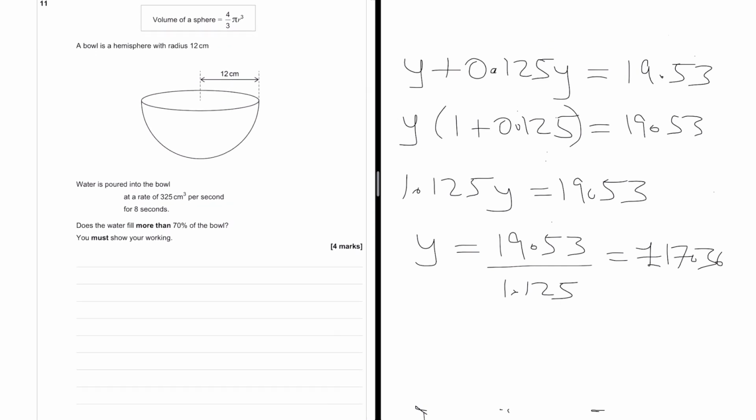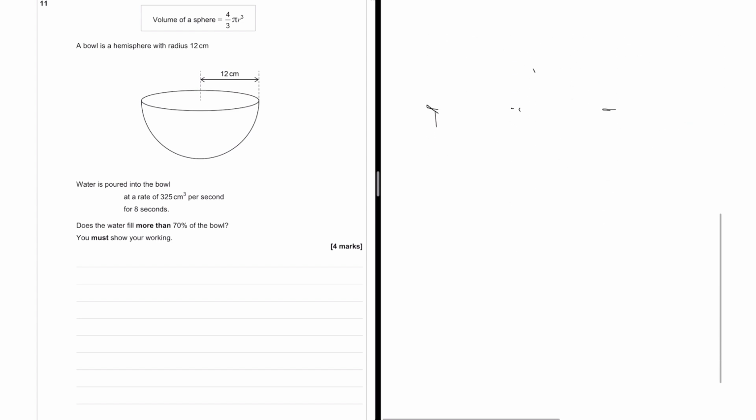So for question 11, we're given the volume of a sphere, and we're told a bowl is a hemisphere with radius 12 centimeters. Water is poured into the bowl at a rate of 325 centimeters cubed per second for 8 seconds. We're asked, does the water fill more than 70% of the bowl? So first things first, and actually let's go ahead and do this on the other page.